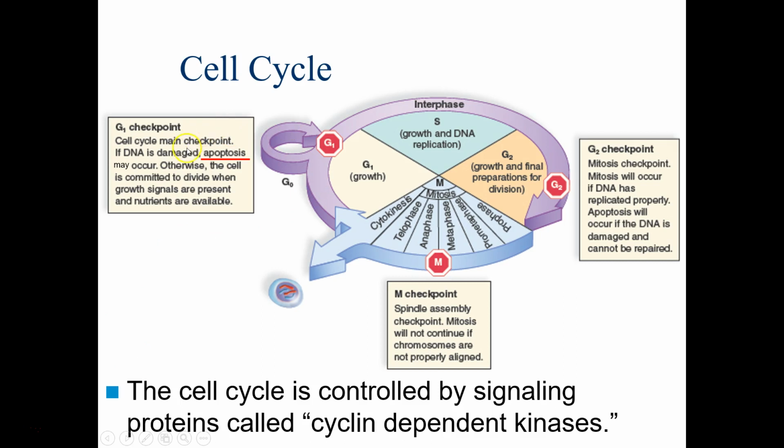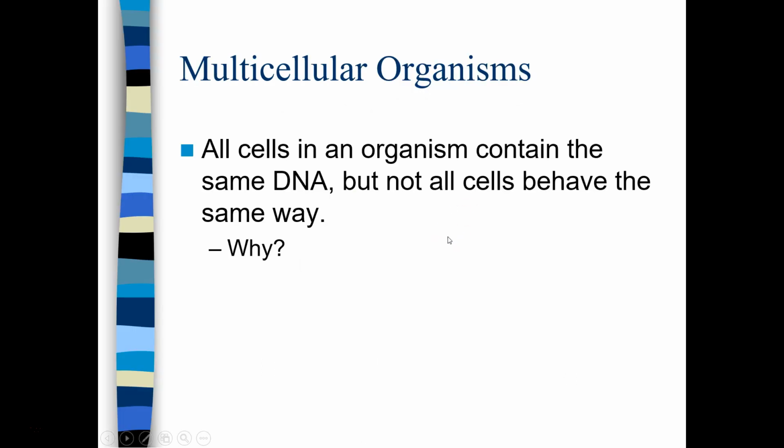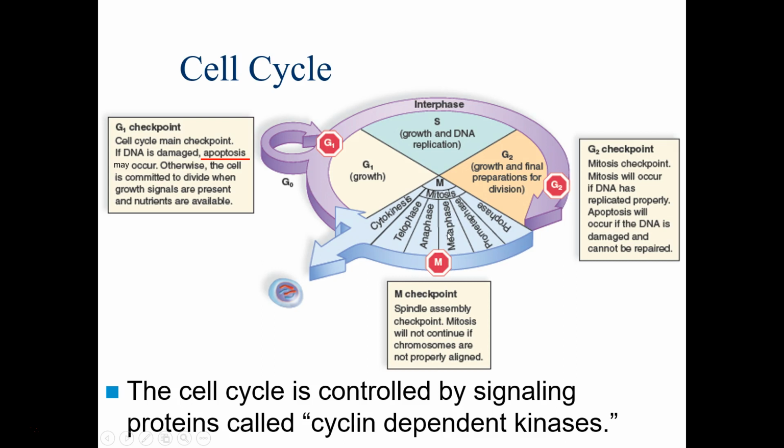All right, so if the damage is extensive, apoptosis may occur. It will occur if the damage can't be fixed. And the same thing happens over here. If the DNA is replicated improperly, apoptosis will occur if the DNA is damaged and cannot be repaired. So this is all well and good, but it doesn't really get us to why we're talking about it in terms of cell differentiation, and what the hell is cell differentiation anyway.